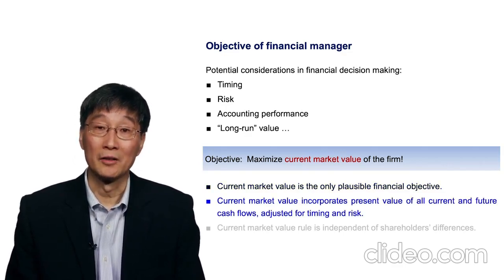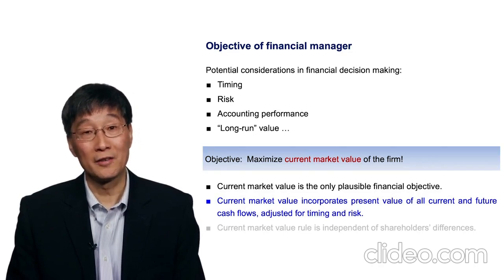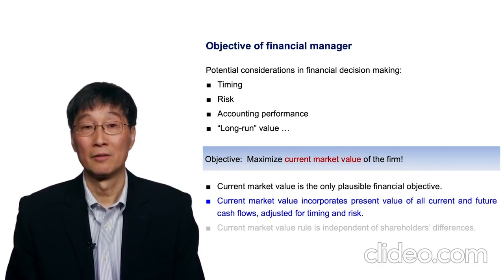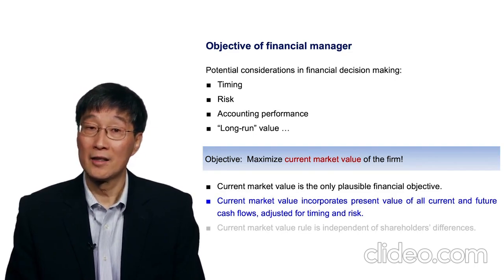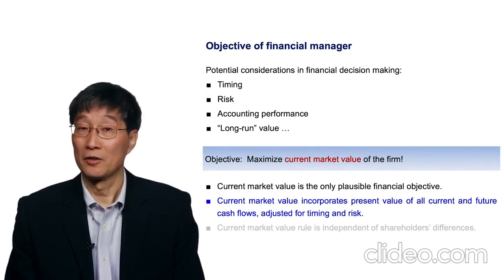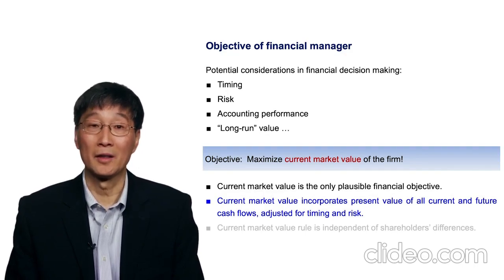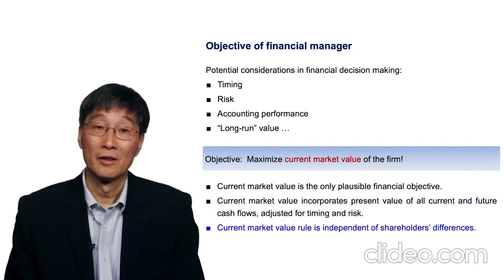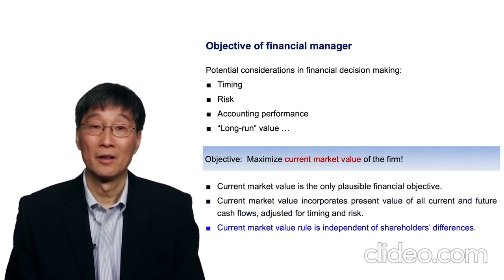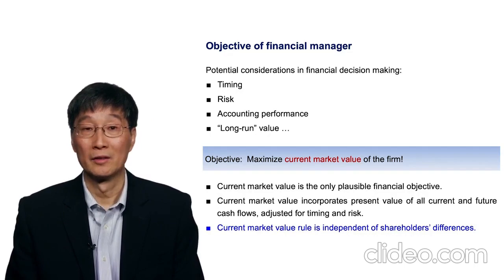Second, current market value incorporates the market value of all future cash flows, properly adjusted for timing and risk. Factors like timing and risk are taken care of by the market valuation through the right discount rates or cost of capital. Long-term benefits, if they are recognized by the market, are also fully included in the expectation of future cash flows. Third, current market value is independent of shareholders' differences. We're going to elaborate a little bit more on this point.